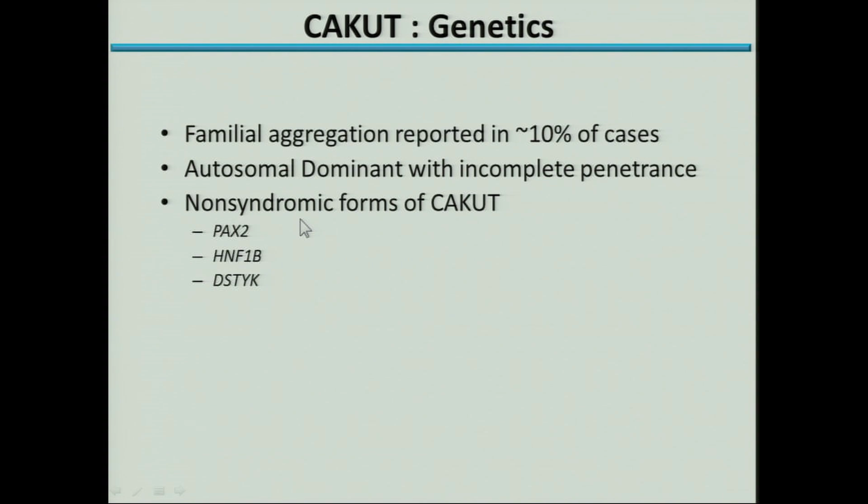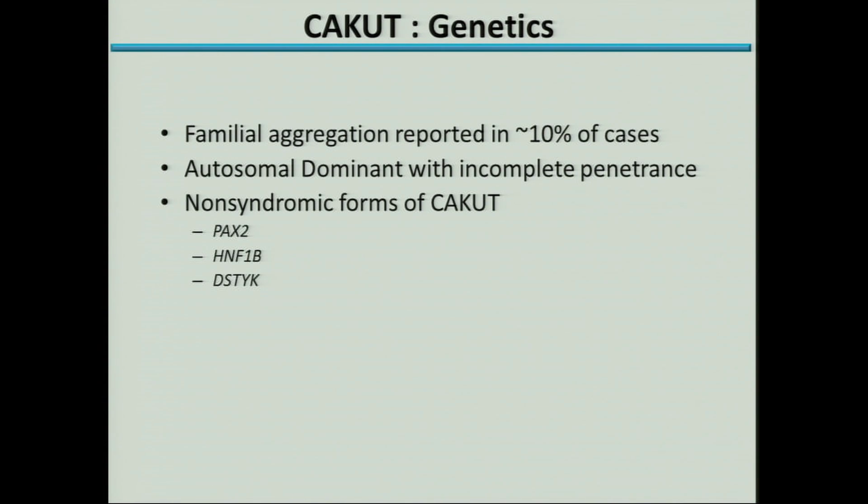So to understand more about the etiology of CAKUT, we have to look at the genetics. And the genetics stem from familial aggregation studies that have been reported in about 10% of cases. However, most causes of CAKUT are not known yet. In the non-syndromic forms of CAKUT, there have been 3 genes that have been implicated in these forms of CAKUT that are non-syndromic. One is PAX2, one is HNF1B, and DSTYK. So I'll discuss PAX2 and HNF1B a little bit more in detail in the next few slides.